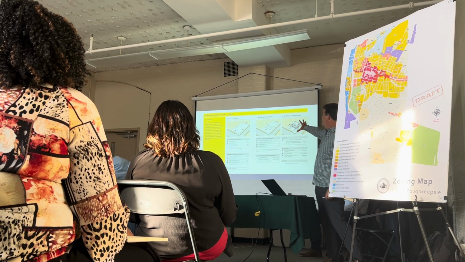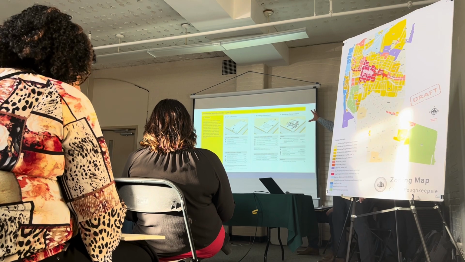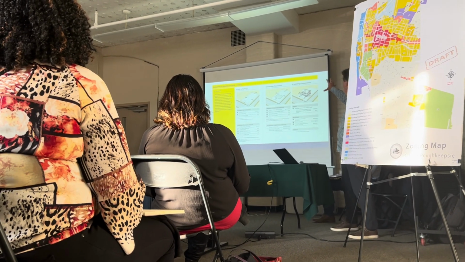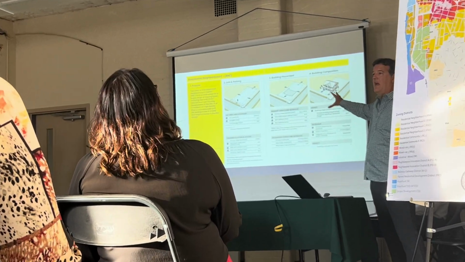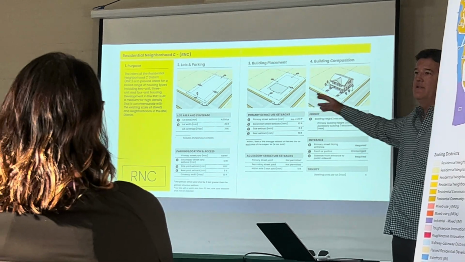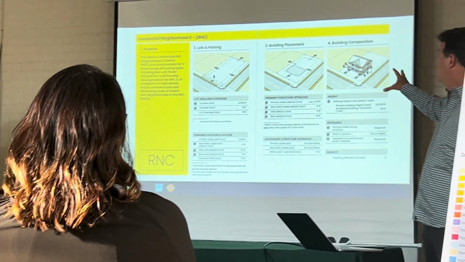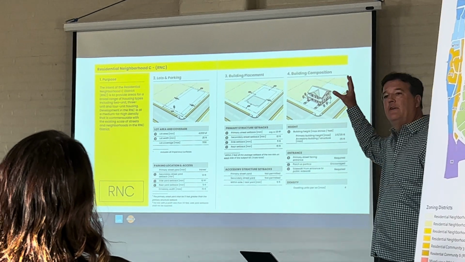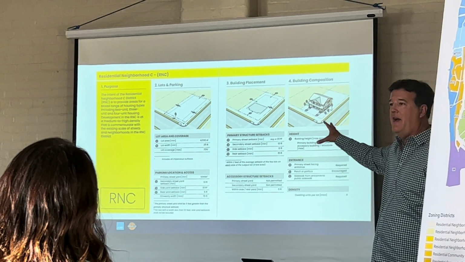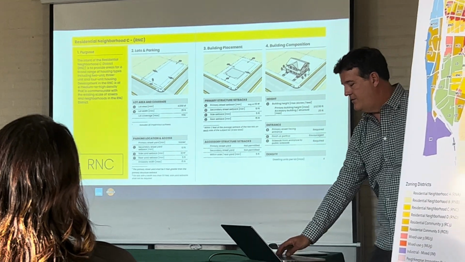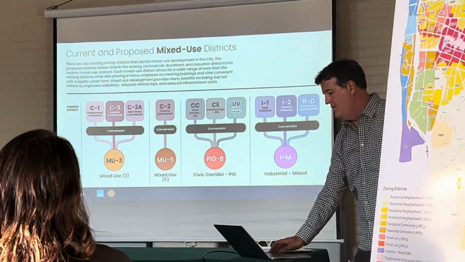This is just an example that when you take a look at the code, if you haven't already, hopefully you have, it's been out there for a while. Every one of the residential and the mixed-use districts has a spread like this that has basically all the information from a dimensional standpoint. So instead of 6 pages of text, now you have 2 pages of tables and graphics. It makes it a lot more user-friendly.